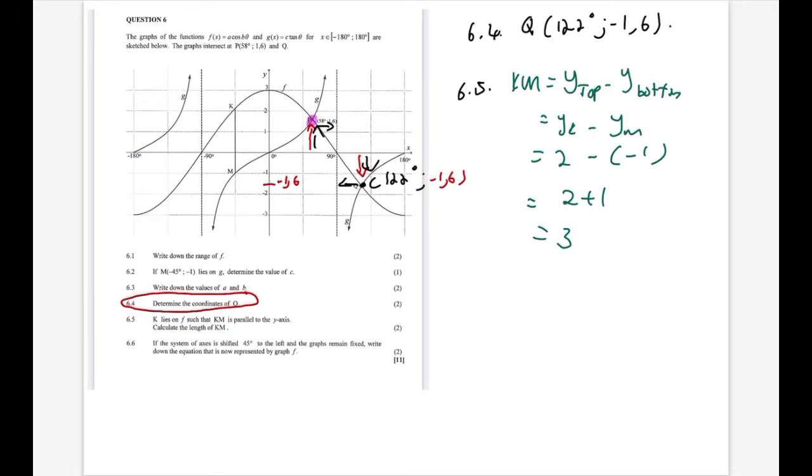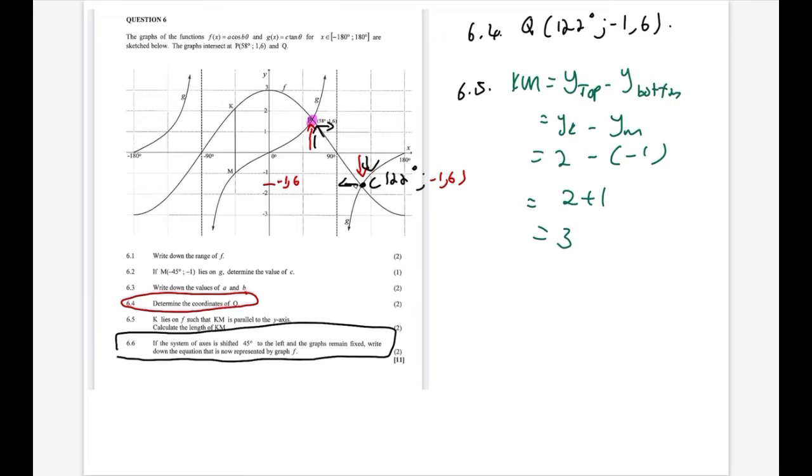Now, grade 11 matriculants, 6.6 asks a really interesting question. It says, if the system of axes, that is the y-axis and the x-axis, is shifted 45 degrees to the left, just imagine that. Imagine you picked up the x and the y-axis and shifted them 45 degrees to the left, but the graphs remain fixed. You left the graphs as they are. Write down the equation of the graph that is now represented by f.